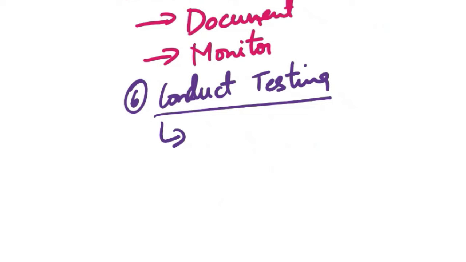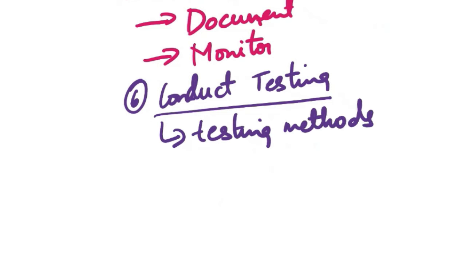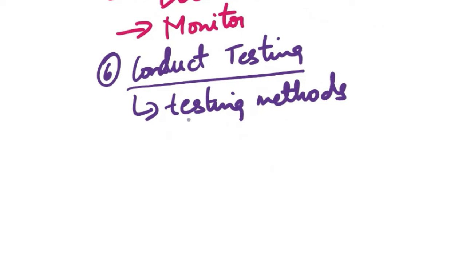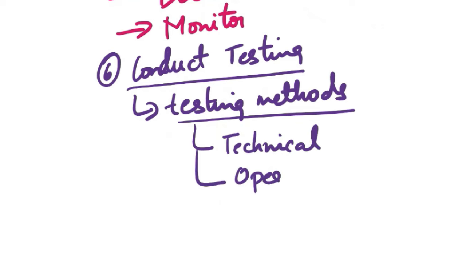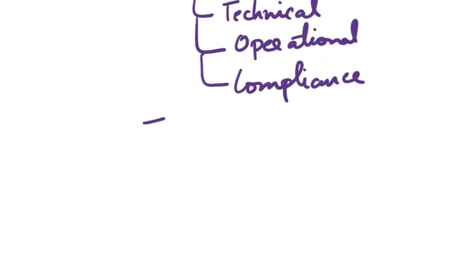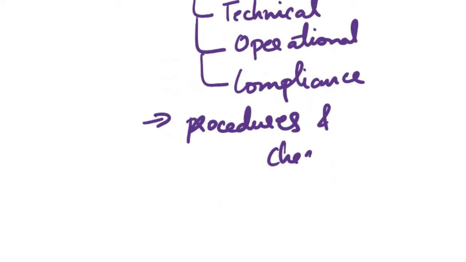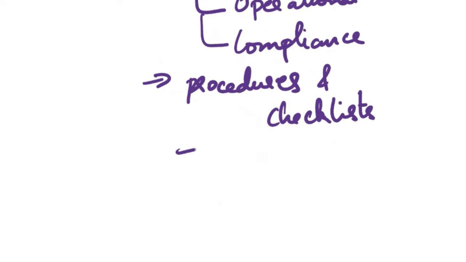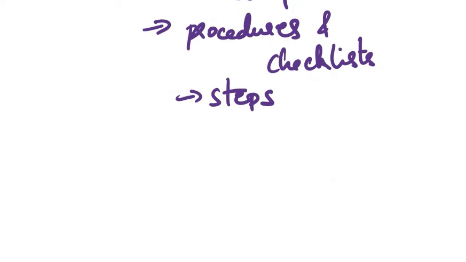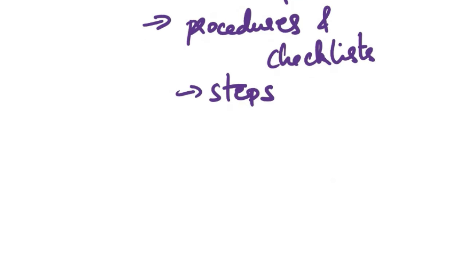Under this, the first thing that you do is to determine the appropriate testing methods based on the audit objectives, scope, and risk factors. And common testing methods can include technical testing, operational testing, and compliance testing. After that, develop detailed test procedures and checklists for each testing method to ensure consistency and thoroughness. And then mention the steps to be followed, data to be collected, and criteria for evaluating test results.